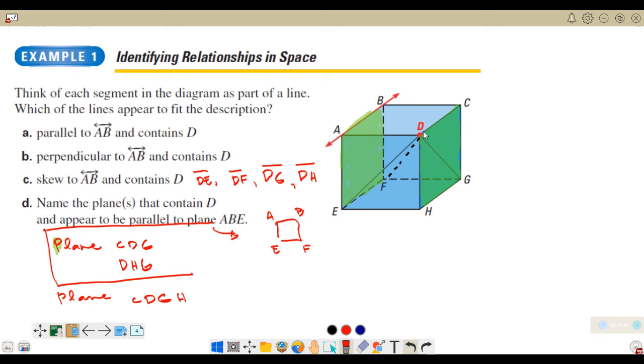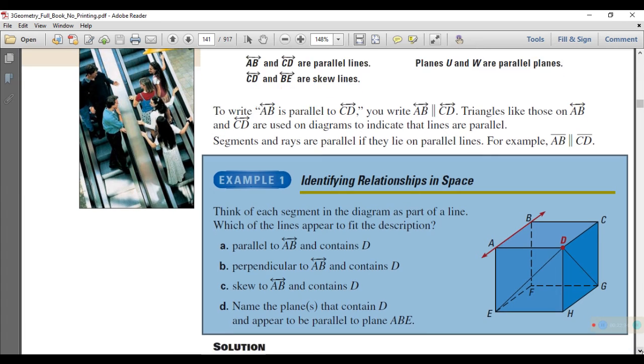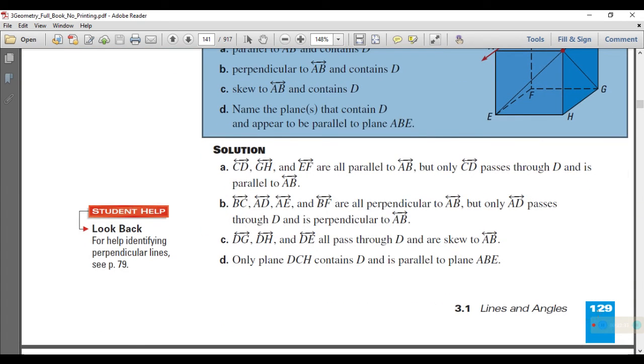Ano pa ba ibang pwedeng pangalan nito? CDG, tatlo. CDH. Yan. Meron pa ba? DHG. Parang yun lang, no? Yun lang ba? Yun lang. Okay na yan. Basta ito yung mga pwede niyang pangalan. Okay? So, nasolve na natin sa example 1, A, B, C, and D. If you want to check the solution here, yan, nandyan din siya.